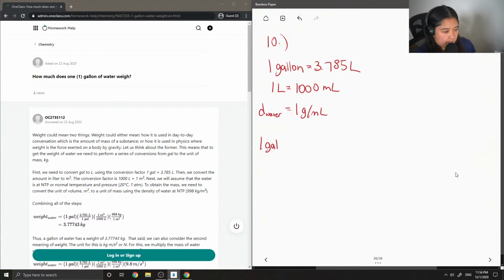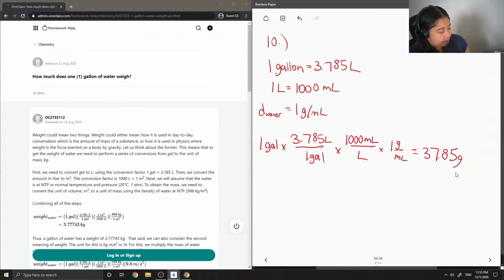So for example, let's have 1 gallon, and then using our conversion factor, multiply by 3.785 liters. And then to convert from liters to milliliters, we're going to multiply by 1,000. And then lastly, just to show how to convert to grams, we end up with a final answer of 3,785 grams. Okay, so let's see what the junior tutor said.